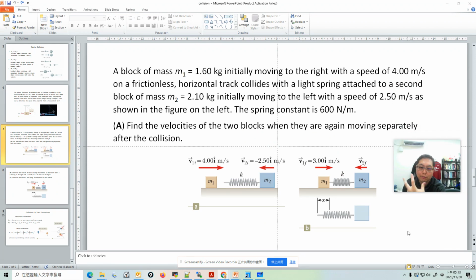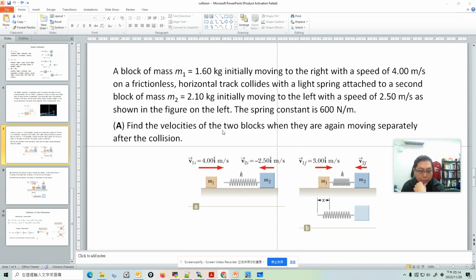Suppose we have two objects, M1 and M2, and it gives you their masses. M1 is 1.6 kilograms, M2 is 2.1 kilograms. M2 has a spring attached, and its force constant is 6,600 Newtons per meter. They are moving in opposite directions, one to the right and the other to the left, with given initial velocities, so they will collide with each other. And we assume the collision is elastic.